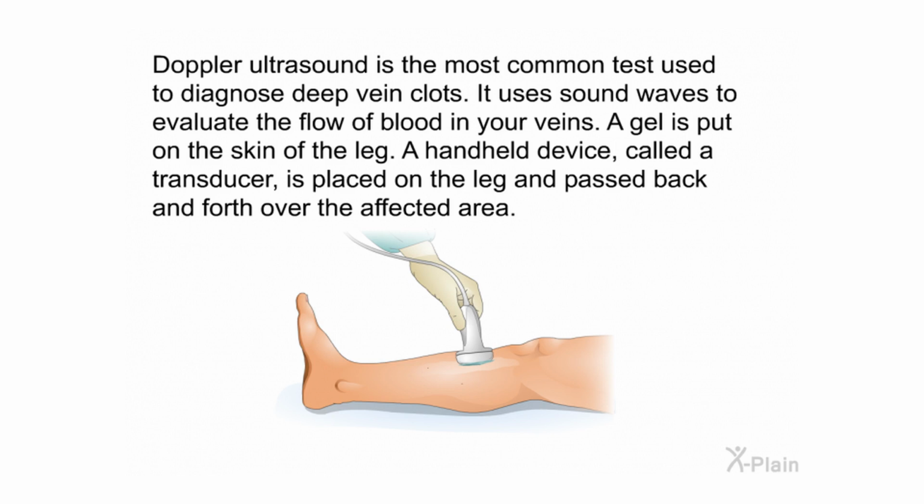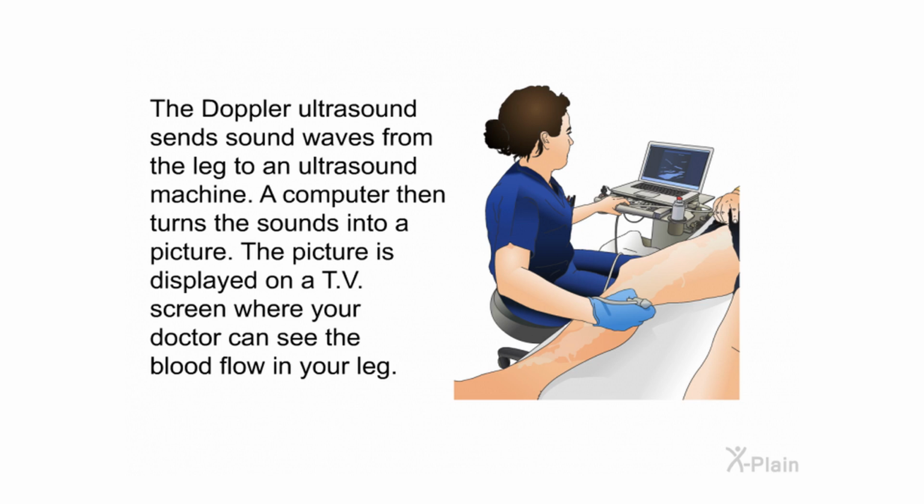A gel is put on the skin of the leg. A handheld device called a transducer is placed on the leg and passed back and forth over the affected area. The Doppler ultrasound sends sound waves from the leg to an ultrasound machine. A computer then turns the sounds into a picture. The picture is displayed on a TV screen where your doctor can see the blood flow in your leg.